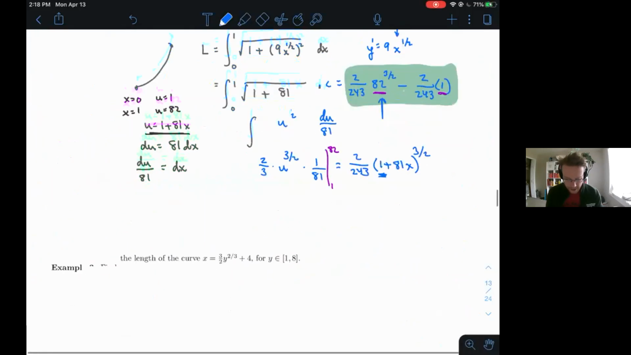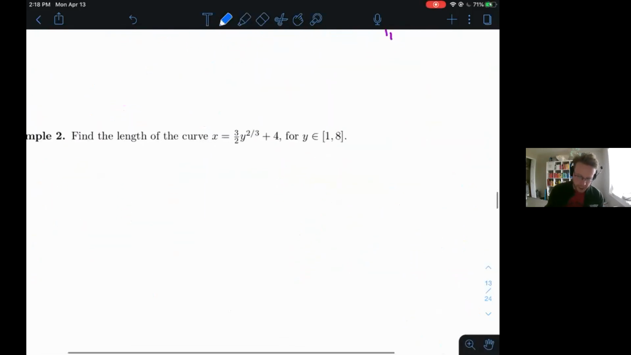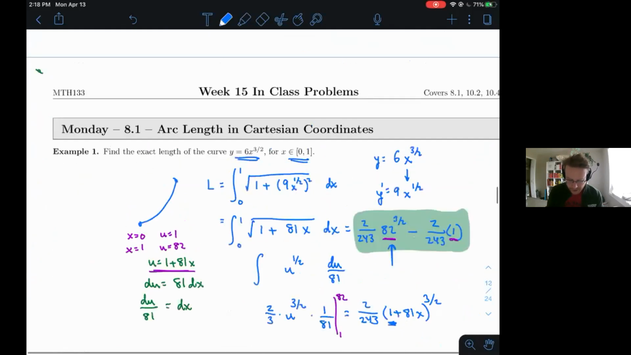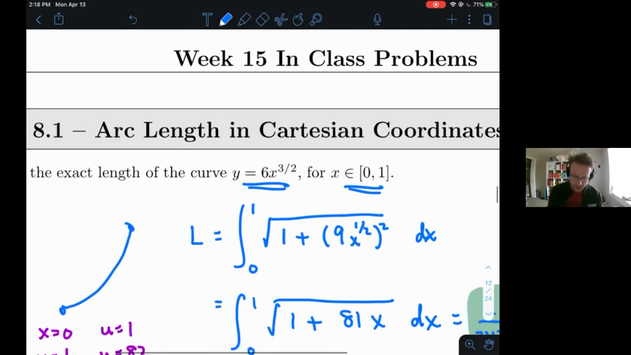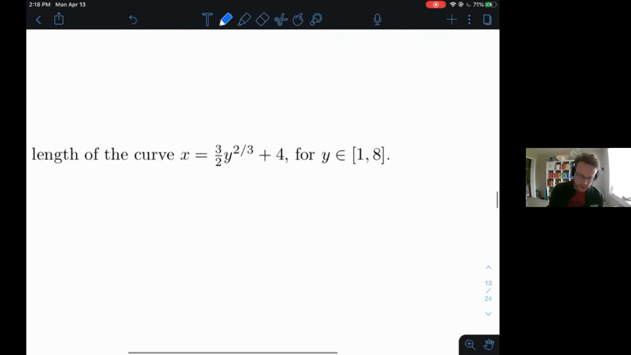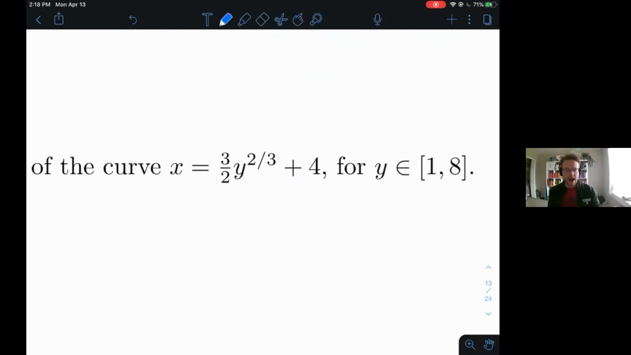All right, here's another one, getting a little bit more challenging here. Notice instead of having raised to the 3/2 power, we now have being raised to the 2/3 power. Also, I have an x equals, right? And we have y's here. So we're just going to use the other form of the arc length equation. Basically just interchange the x's and the y's here.